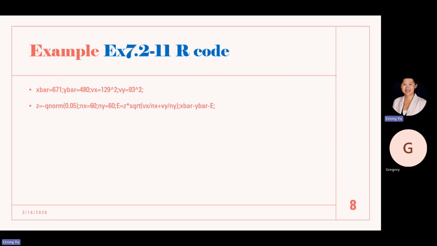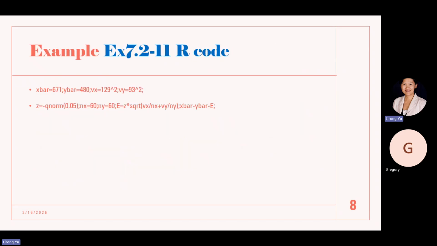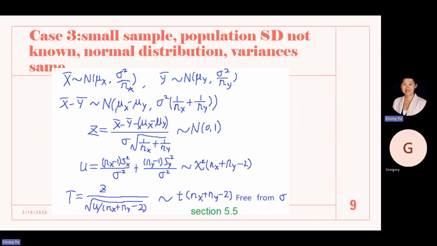Okay. So there should be x bar minus y bar minus e, because we're looking for a 95% confidence interval, one-sided, with a lower bound identified for the lower bound. So it should be minus e instead of plus e. That example. All right, case number 3.